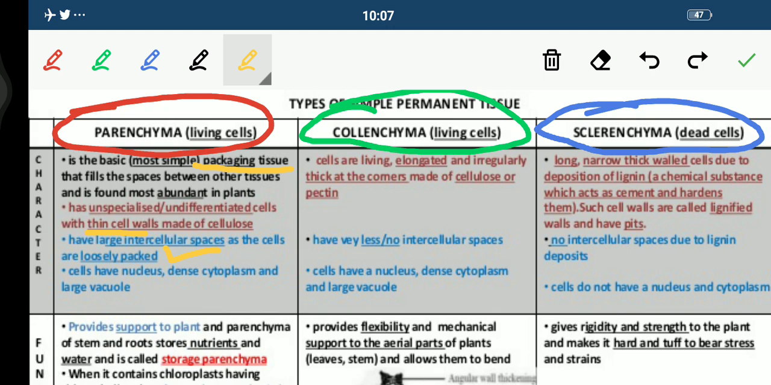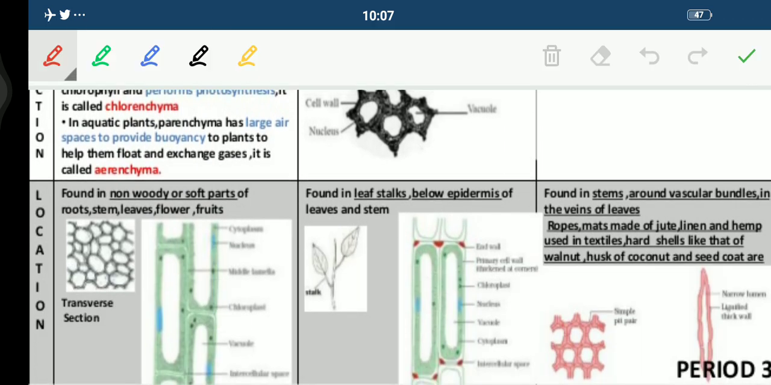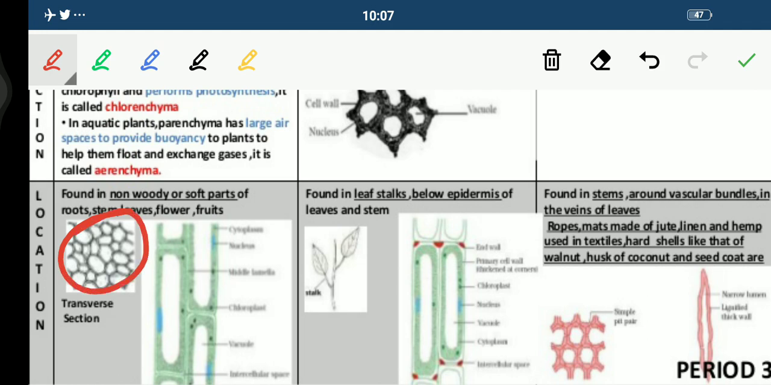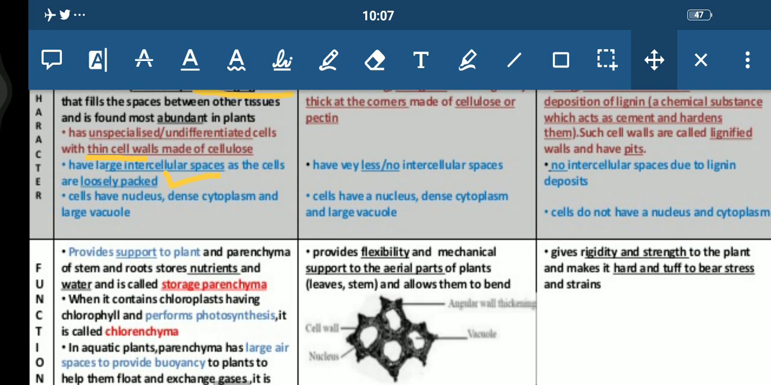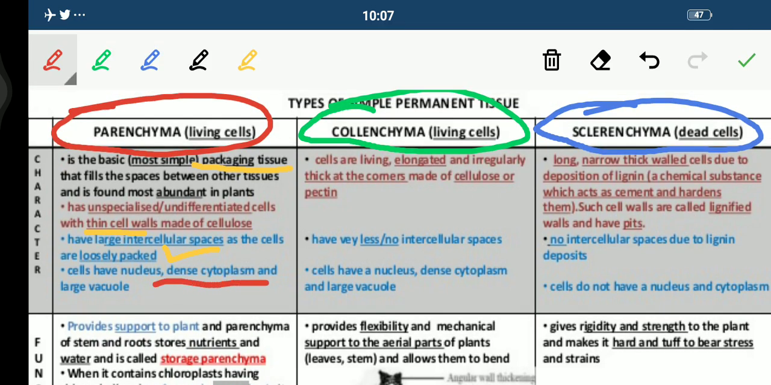Fine. I'm going to show you first of all the diagram of this parenchyma. So you can see here. Fine. There is a lot of intercellular space between them. Next, students, cells have dense cytoplasm and large vacuole, plus they have the nucleus also. Remember this important point, students, that parenchyma cells, they have dense cytoplasm, have nucleus and large vacuole. Fine, these are the living cells. Remember this point.